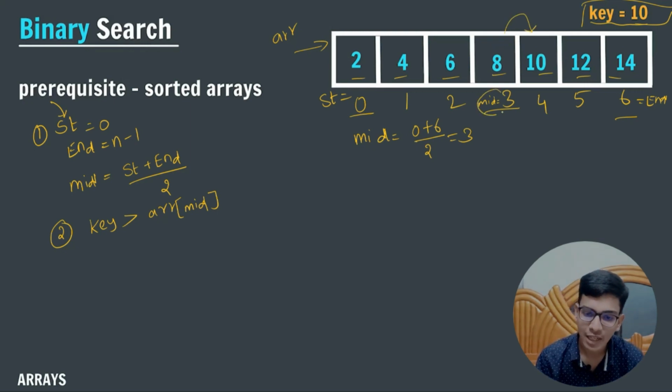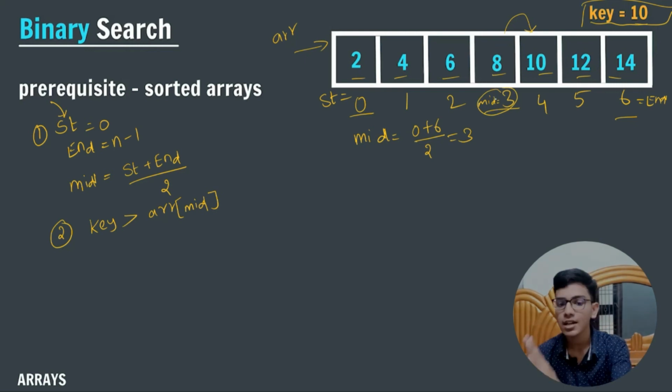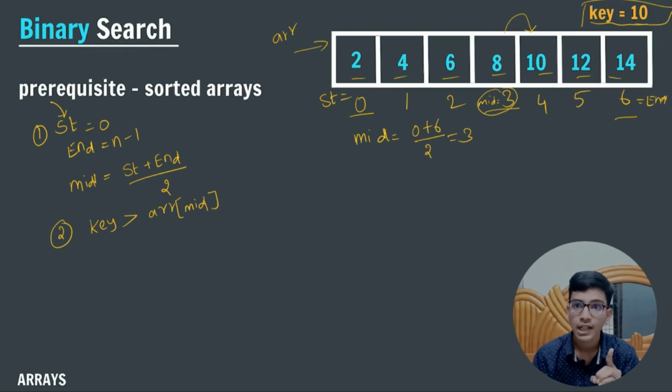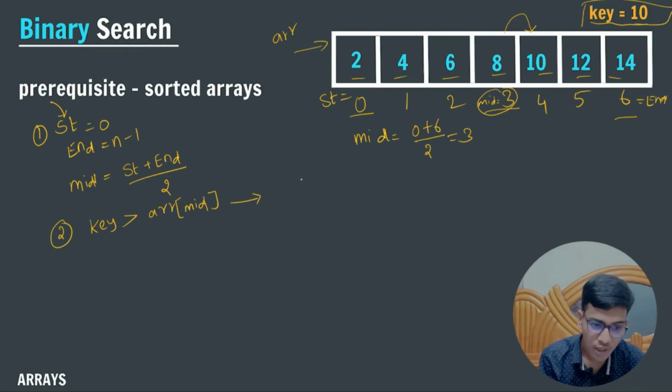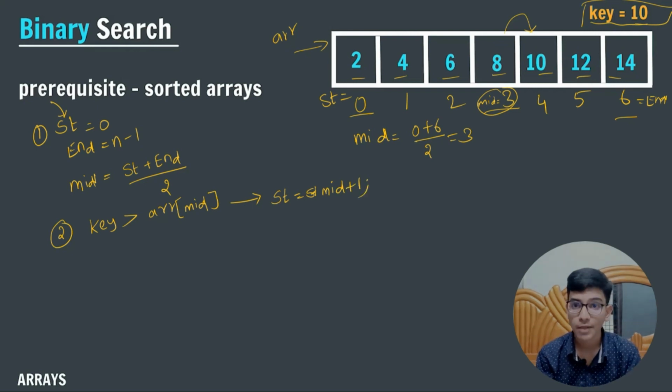So this is my mid element. If key is greater than the mid element, then can I say that my key will lie after mid? So if this condition is true, then the step we are going to proceed with is we are going to change the value of start is equals to mid plus 1. This is the step we will proceed.